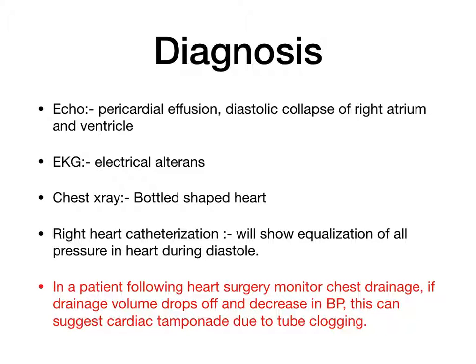To diagnose, we do an echo, which will show a pericardial effusion and diastolic collapse of the right atrium and ventricle. EKG will show electrical alternans. Chest X-ray will show a bottle-shaped heart. Right heart catheterization will show equalization of all pressures in the heart during diastole.